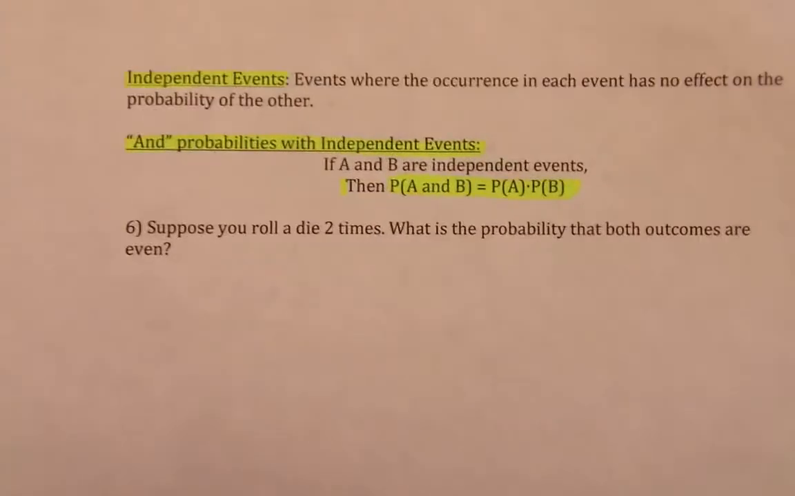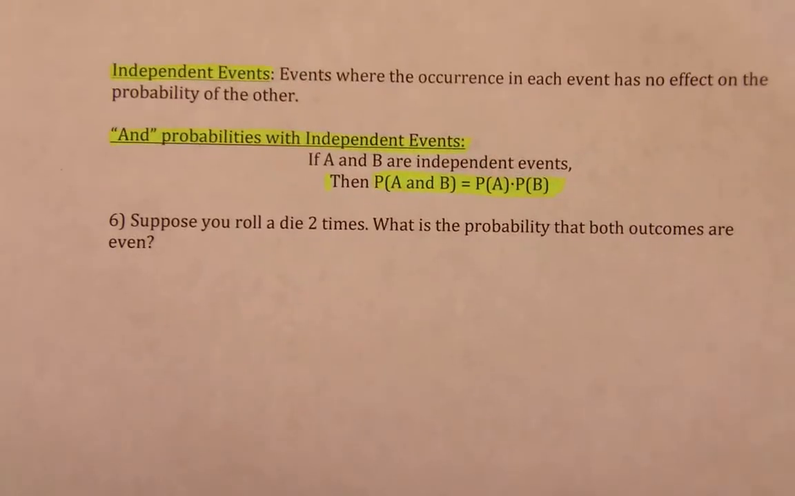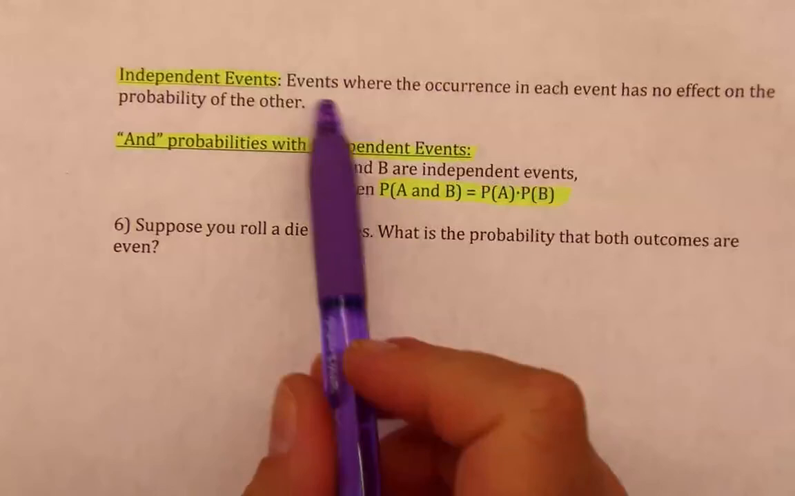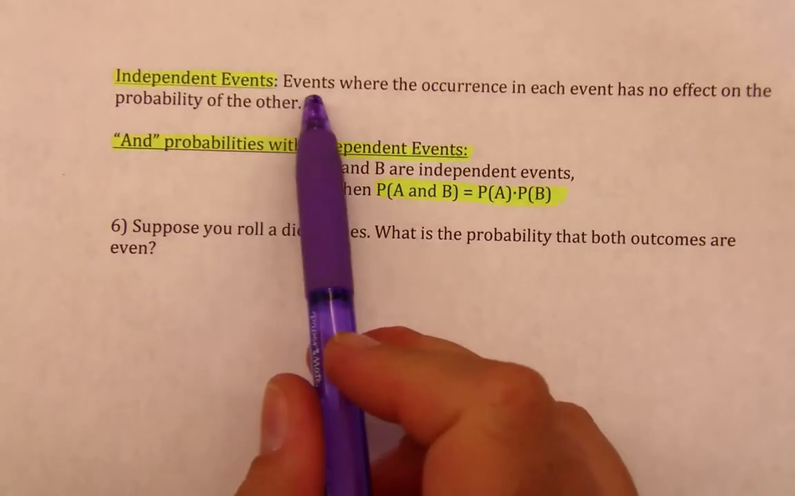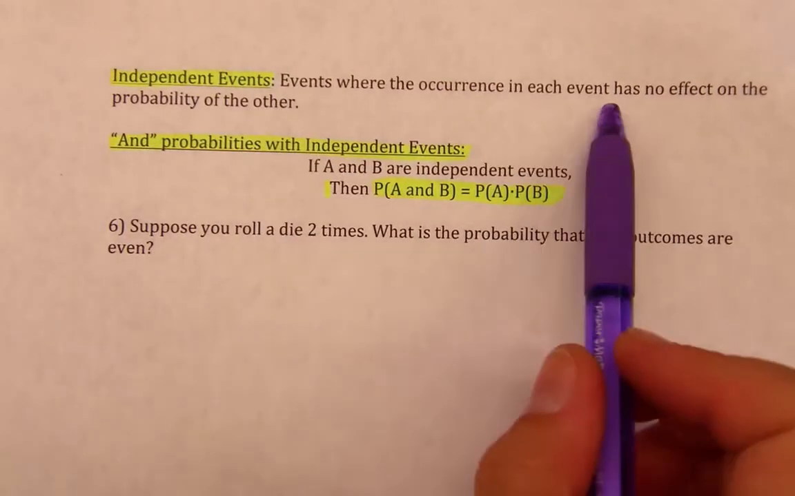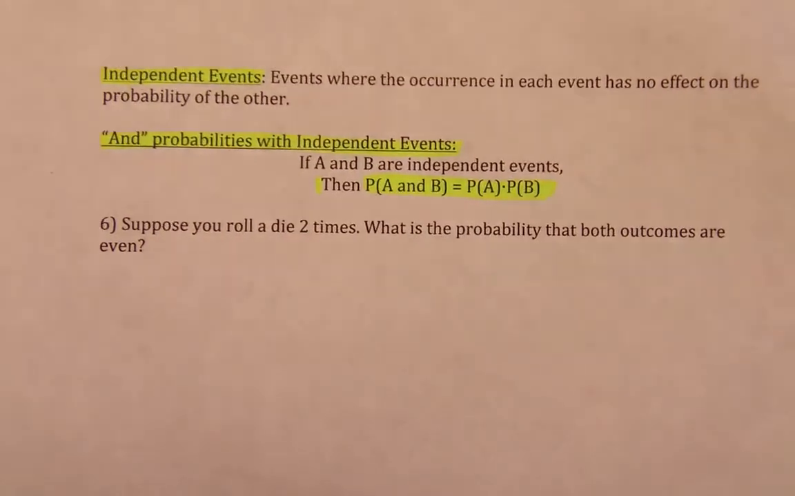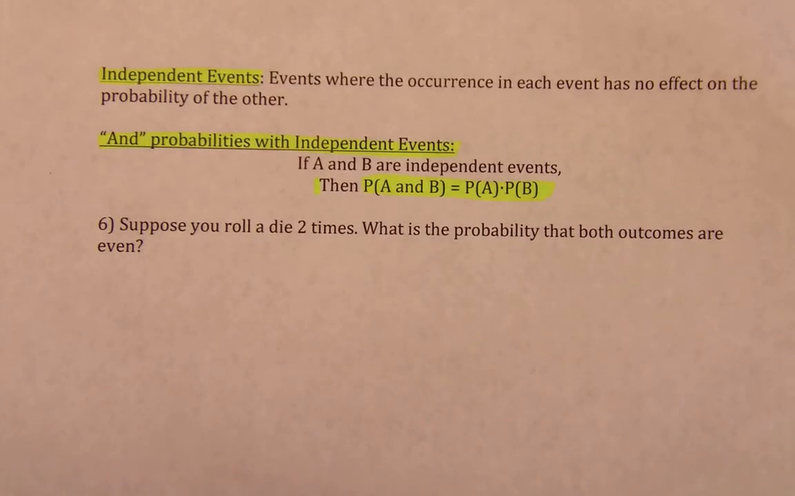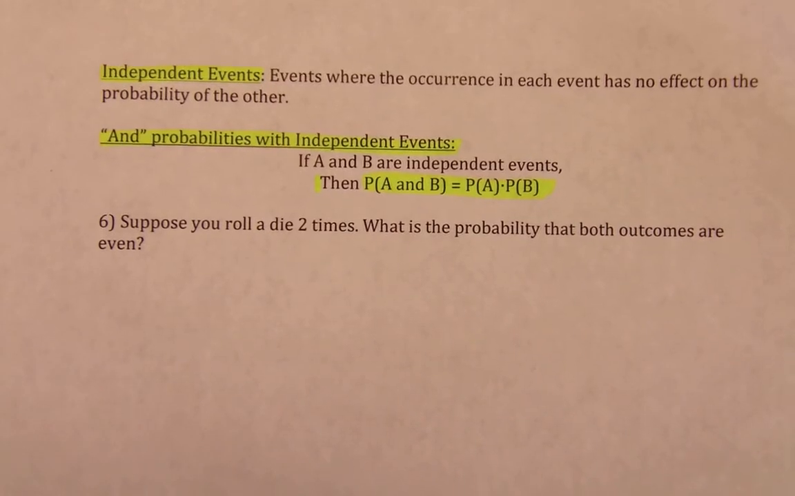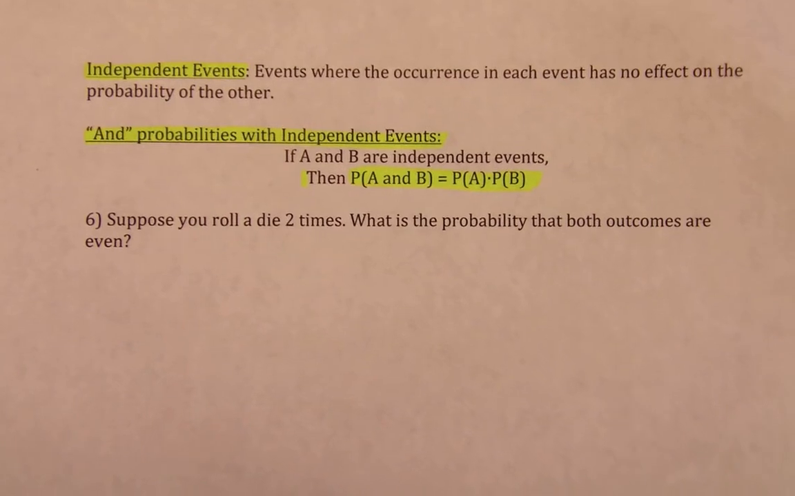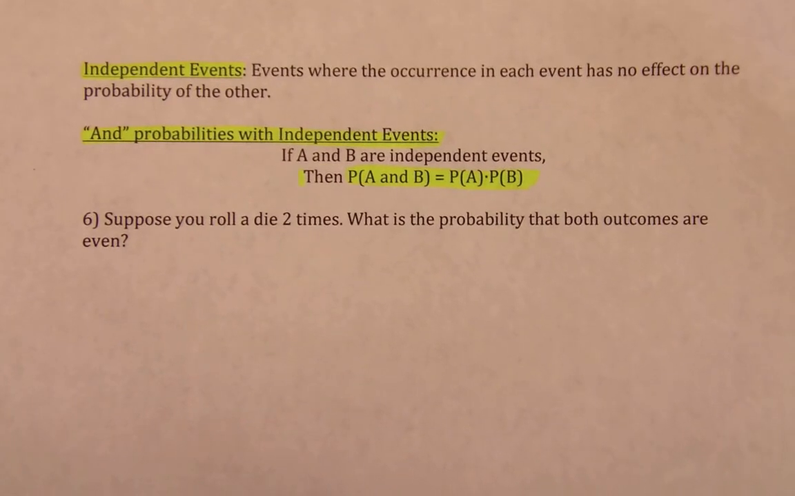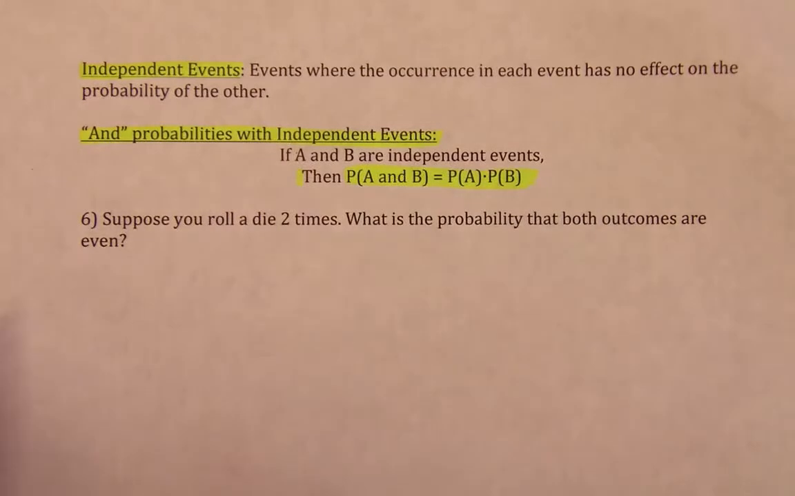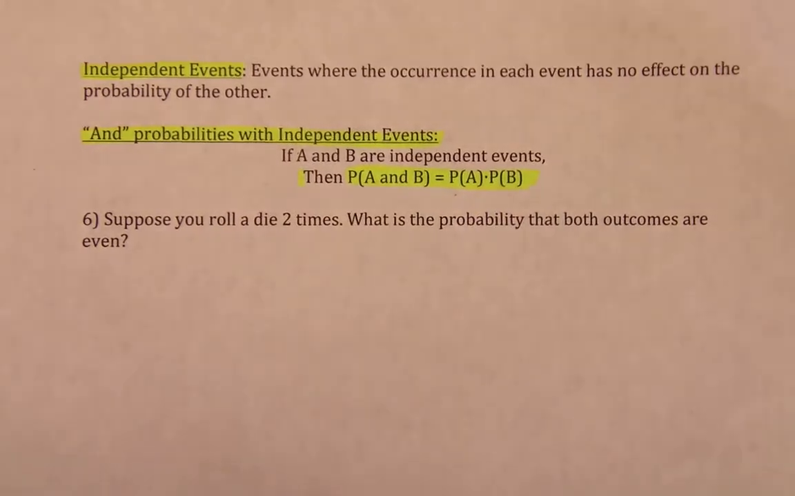And we have independent events, and let's talk about what those actually are. So an independent event is something where the occurrence in each event has no effect on the other. So if I'm rolling a die, if I roll it once and then I roll it a second time, that first roll has no effect on my second roll. Those are independent events. So if we're talking about and probabilities with independent events, we just multiply those probabilities.